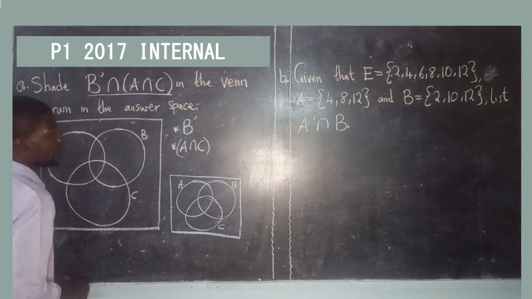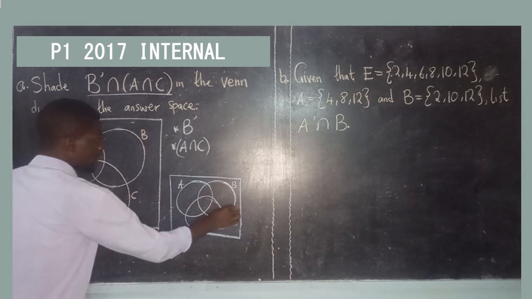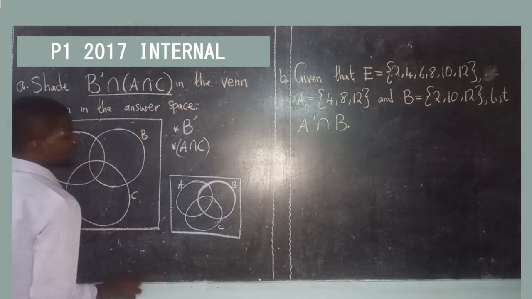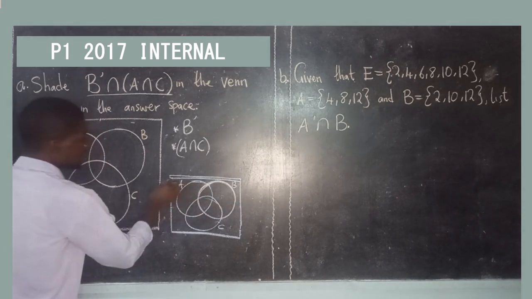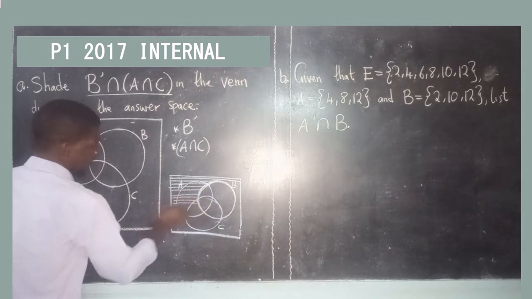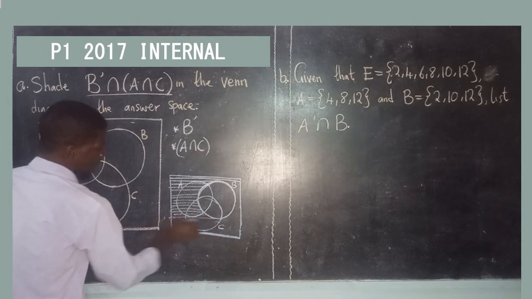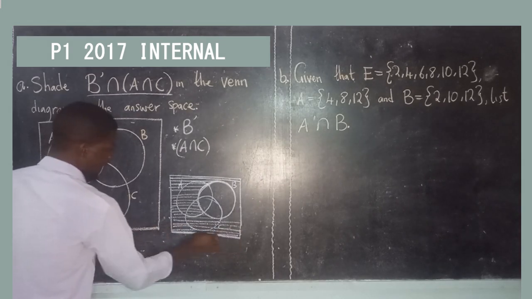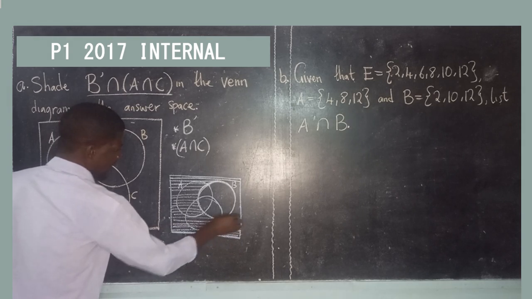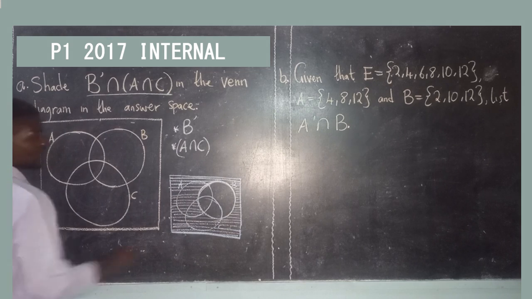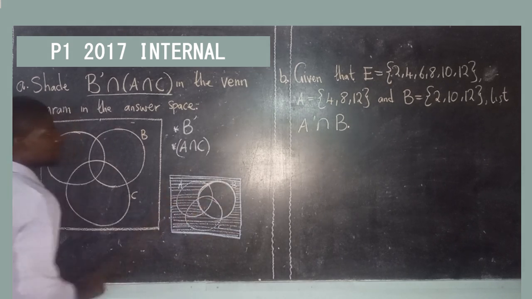So now we are shading B complement. B is here. If this is our B, B complement means everything that is outside B. So literally we'll do this. Everything that is outside B. That is B complement, leaving out B and shading everything that is outside B.